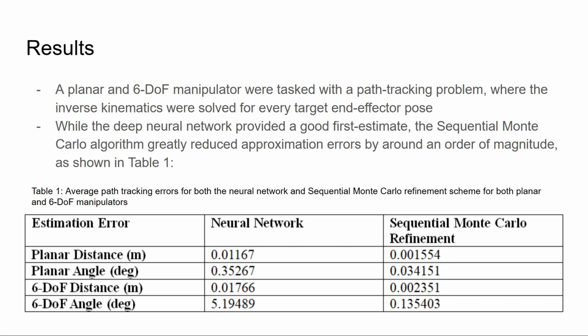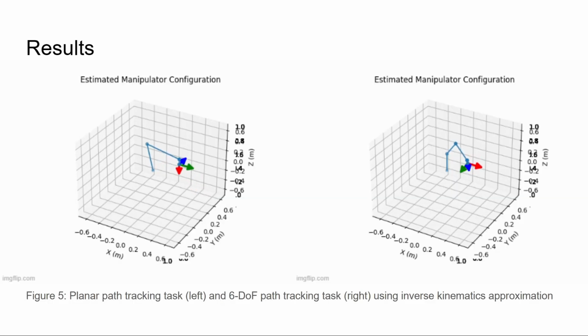These errors were measured from a path tracking task shown here. It can be shown that for both the planar and the 6-degree of freedom case, the approximated inverse kinematic solution is very accurate. Thus, the new pose from the inverse kinematic solution can be reused for the next iteration.